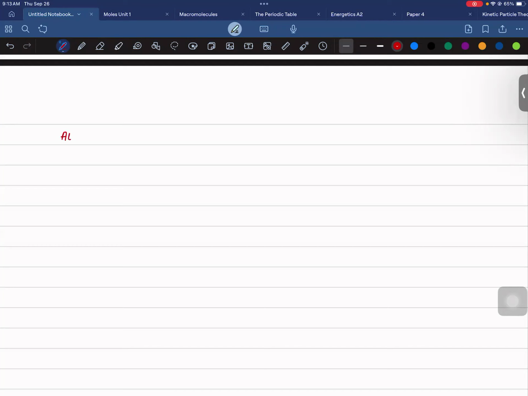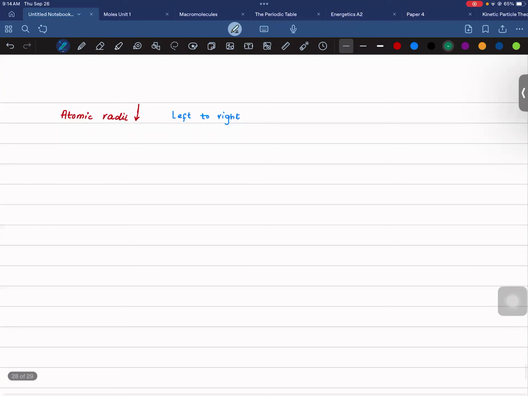So you are saying that atomic radii decrease as we go from left to right. Okay. When we go from left to right, the number of shells remains the same.